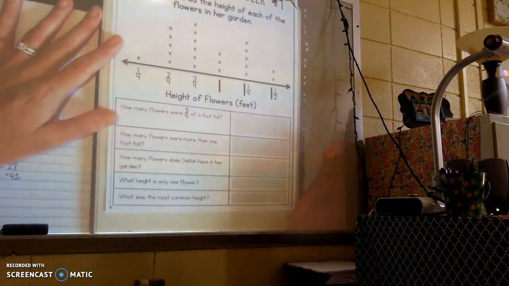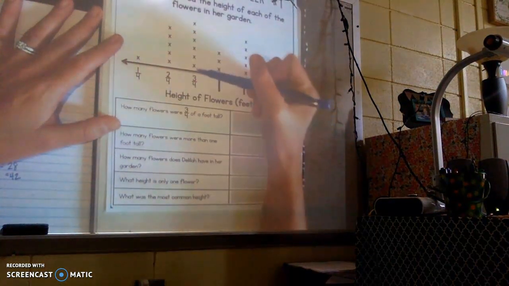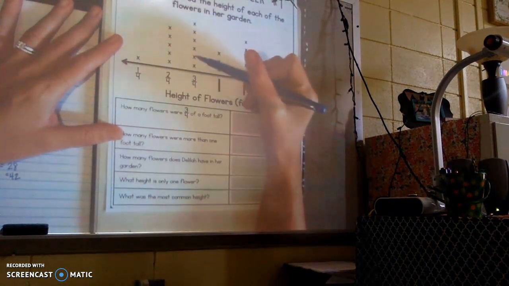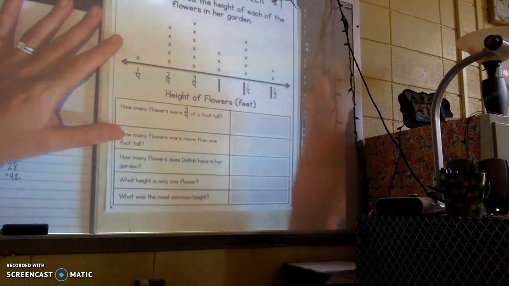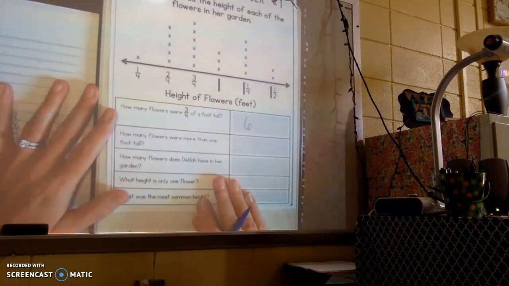How many flowers were 3/4 of a foot tall? Okay, I'm going to come here to 3/4. I'm just going to count my X's up above it. 1, 2, 3, 4, 5, 6. So 6 flowers were 3/4 of a foot tall.